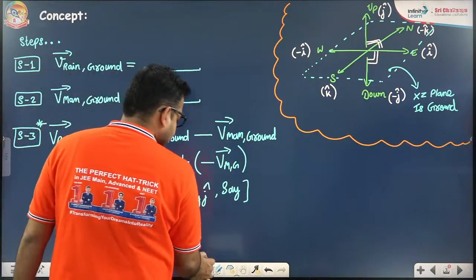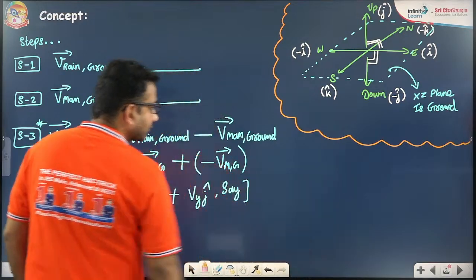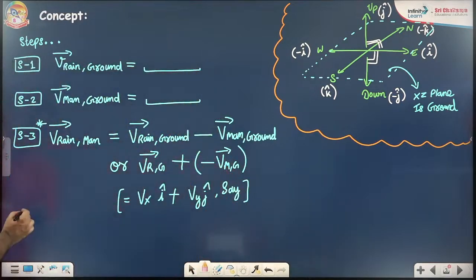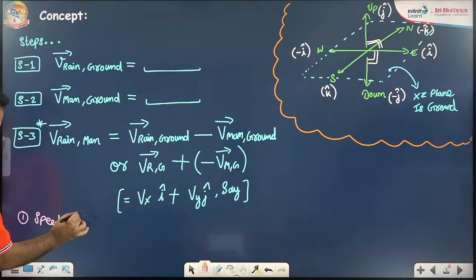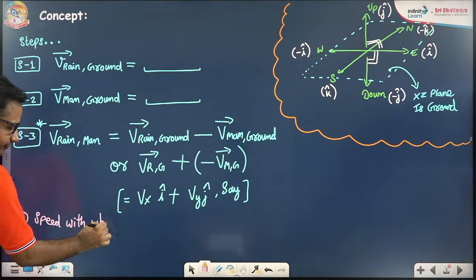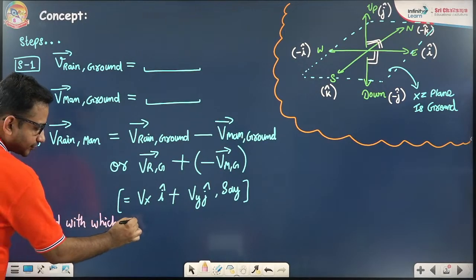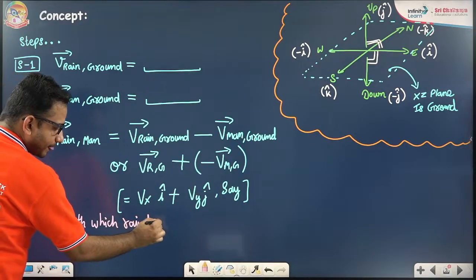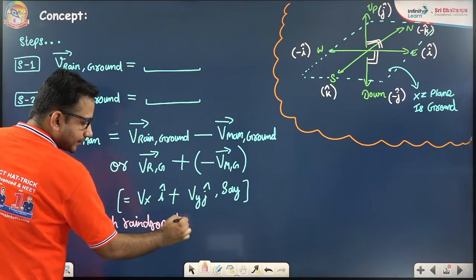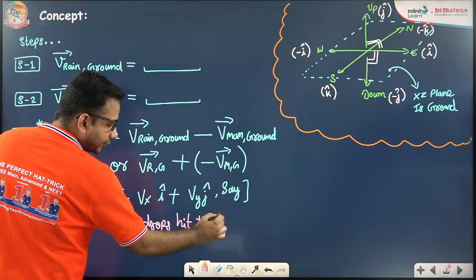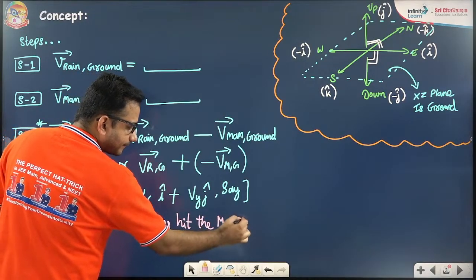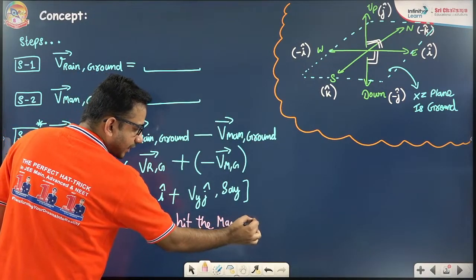Then there are two questions which the examiner can ask you here. Question number 1: the examiner might ask you the speed with which raindrops hit the man. What is that speed? How to get that?